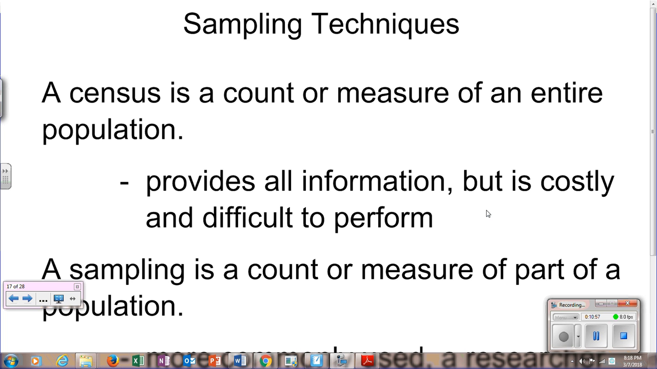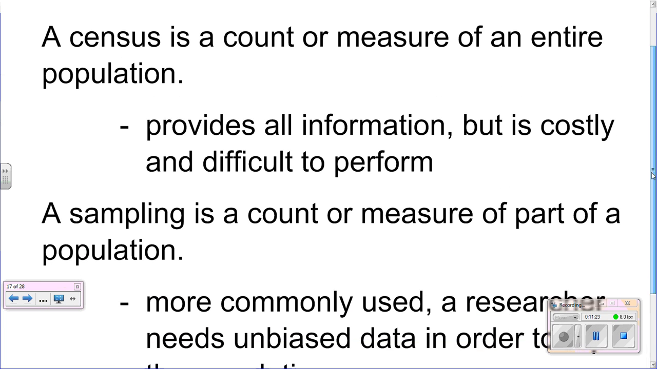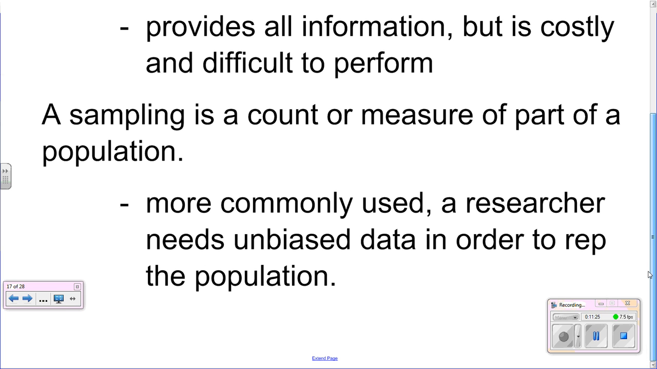Now, problem with the census is it provides all the information, but it's very costly and difficult to perform. In general, the statistics that we get from the census, like the 2010 census, those didn't come out until like 2013, 2014 because of the large amount of data that it is. Plus, you're literally sending it out to every house in America.